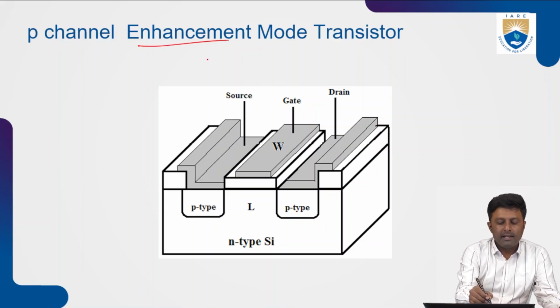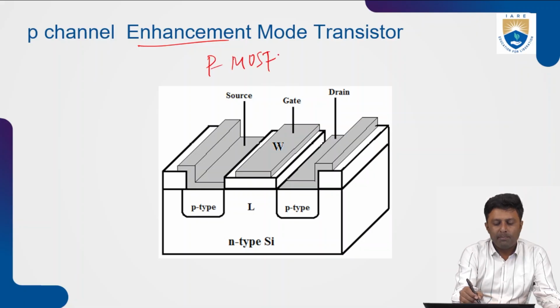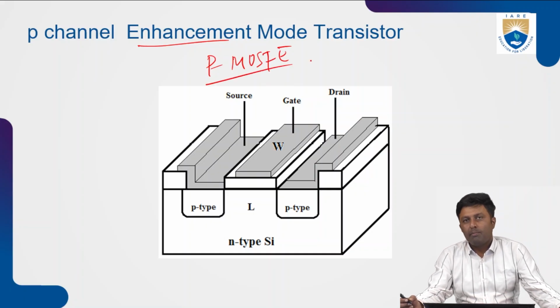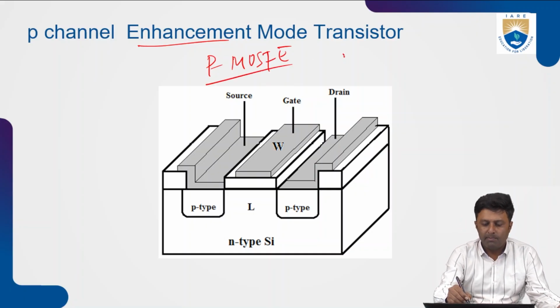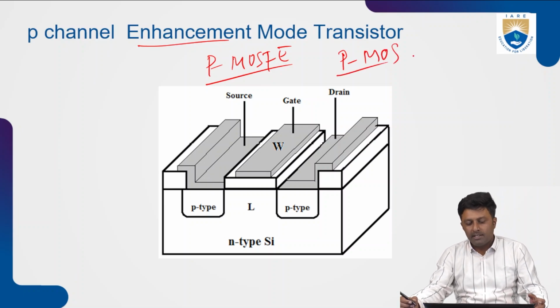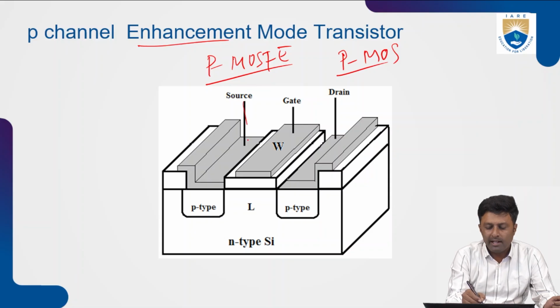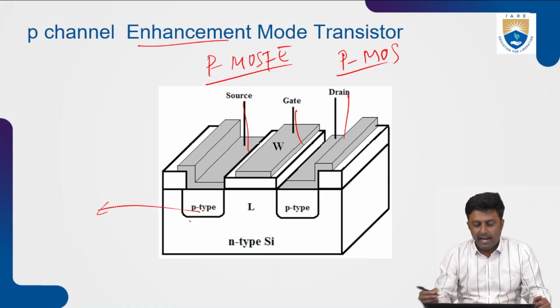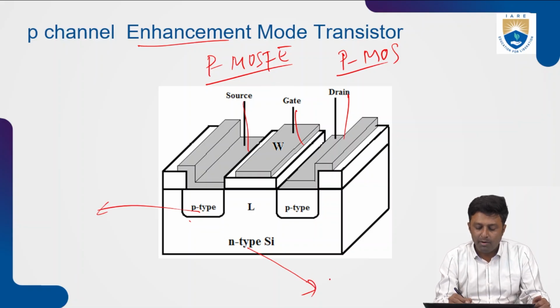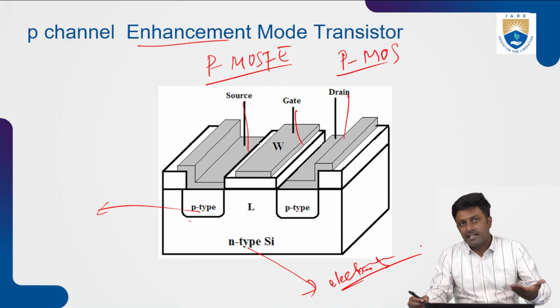Now we'll see the P-channel MOSFET, which is usually called PMOS or PMOSFET. Simply we can write it like this, PMOS. In the PMOS transistor, here also we have four terminals. The source and drain are heavily doped with P-type material, that is holes, and the substrate is lightly doped with electrons. That is the difference between the N-type channel and P-type.